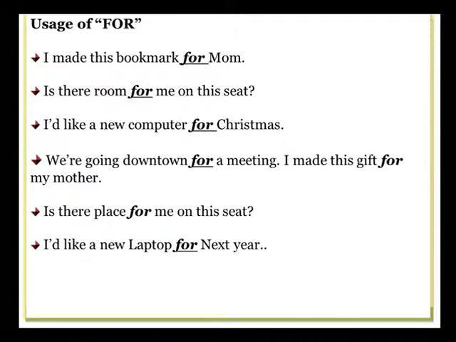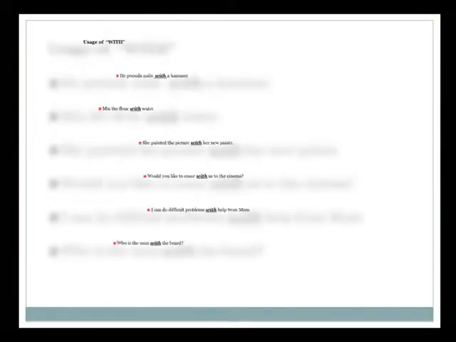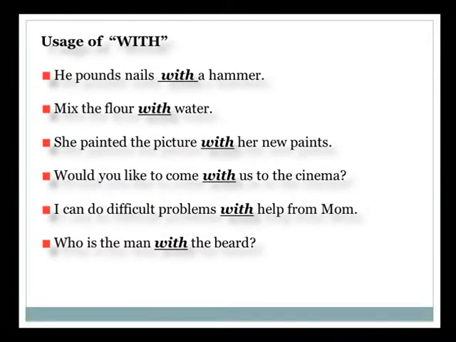The usage of with now. With can be used in several ways. With can be used as an additional tool. With can be for an objective. With can be for an accessory which is being used. He pounds nails with a hammer. So how does he pound nails? He pounds nails with a hammer.